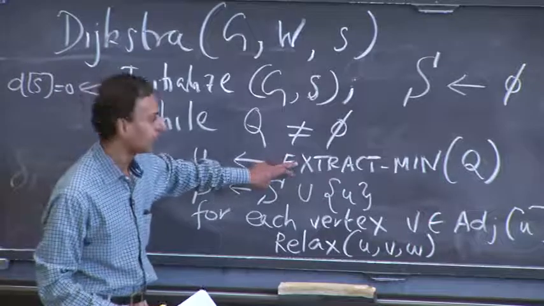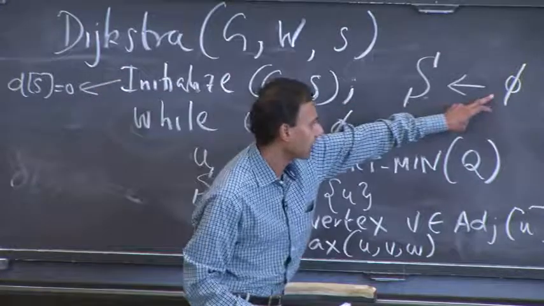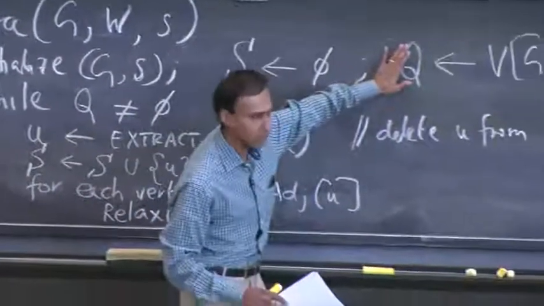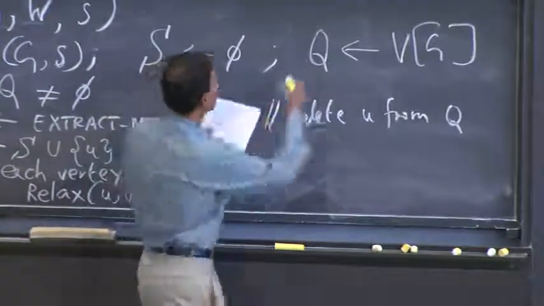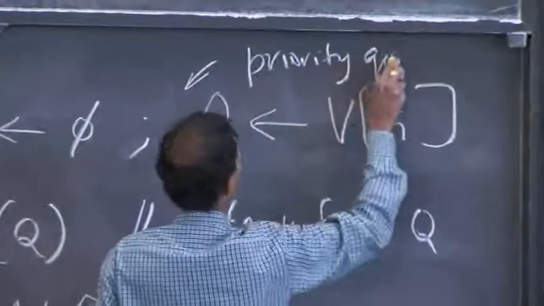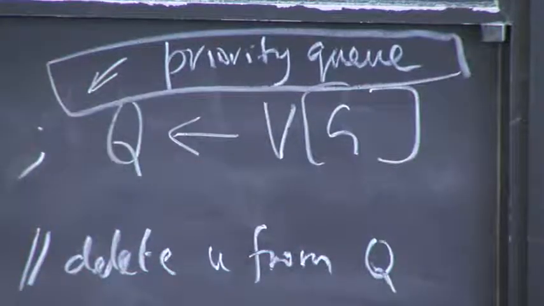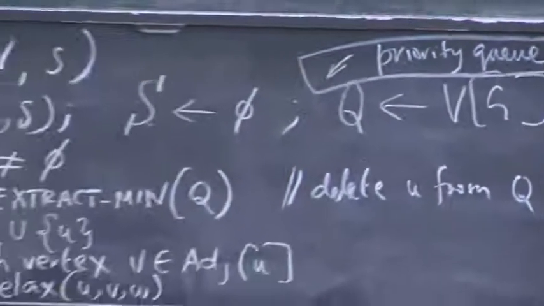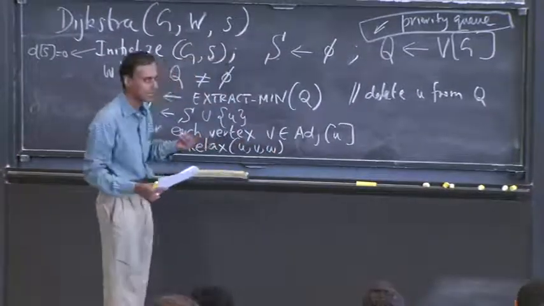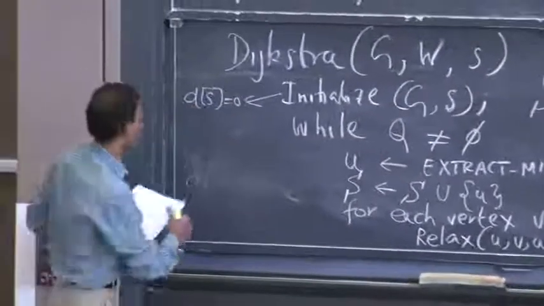Initially, S being null is clear, I hope. And Q being the set of vertices is clear as well. Now, Q is a priority Q, and we'll talk about how we'd implement this priority Q and the complexity of Dijkstra before we're done here. But as an ADT, an abstract data type, think of Q as being a priority Q, and there are priorities associated with each vertex that's in Q. These priorities change, and they're the D values.